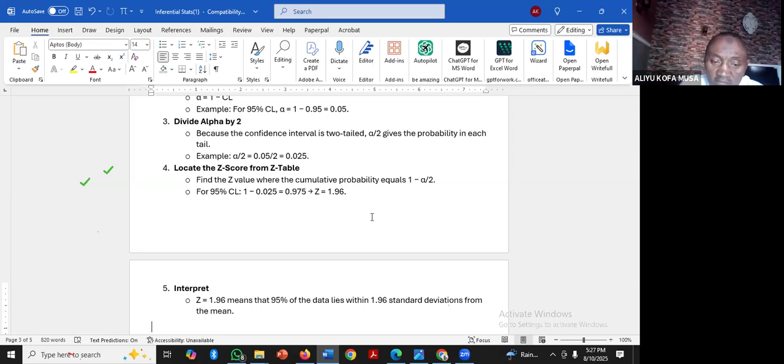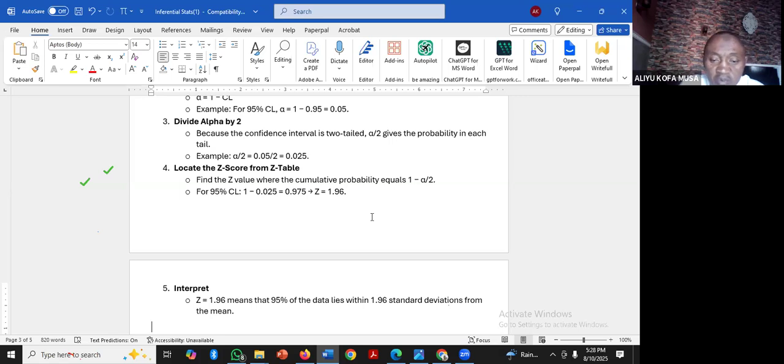Then how do you locate the Z-score in the Z table? You use the values that you calculated, to find the Z value where the cumulative probability equals 1 minus alpha over 2. For 95% CL, 1 minus 0.025 is equivalent to what? 0.975. Then you go to the table.